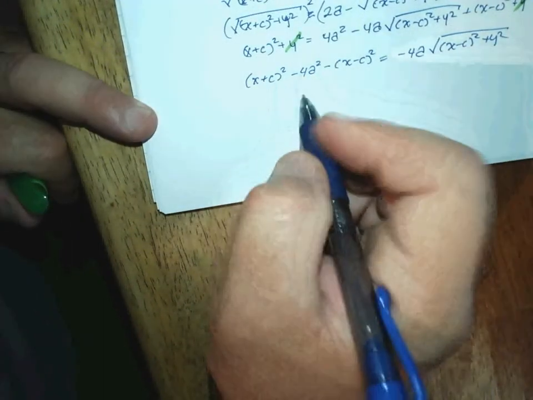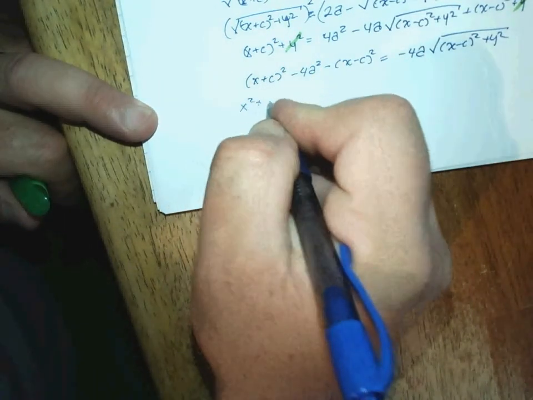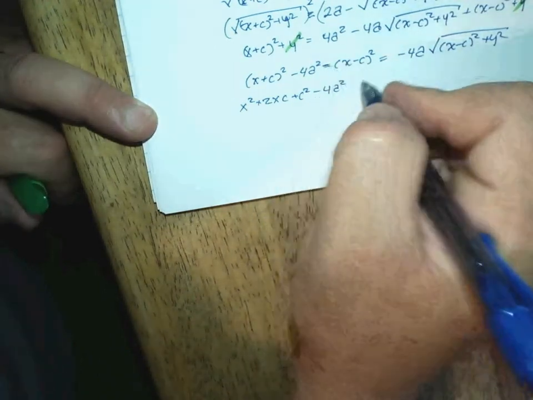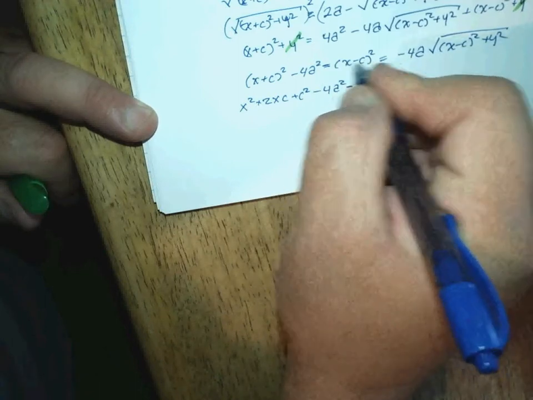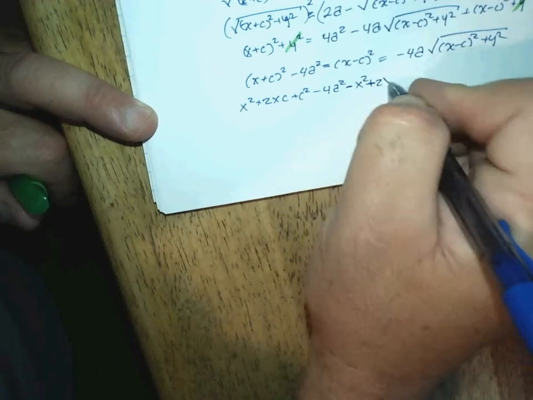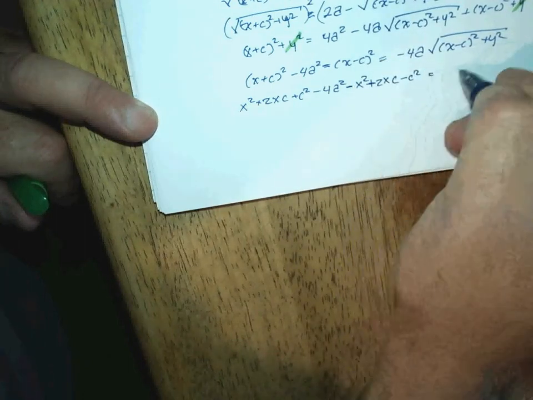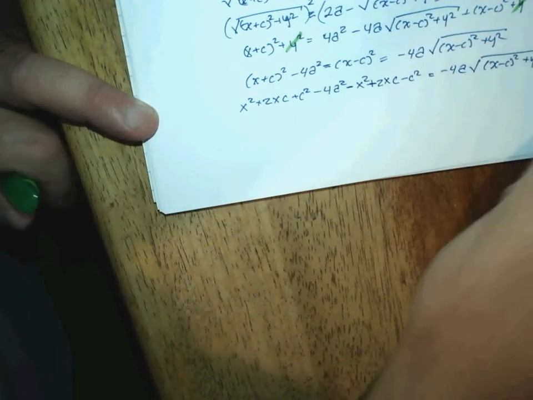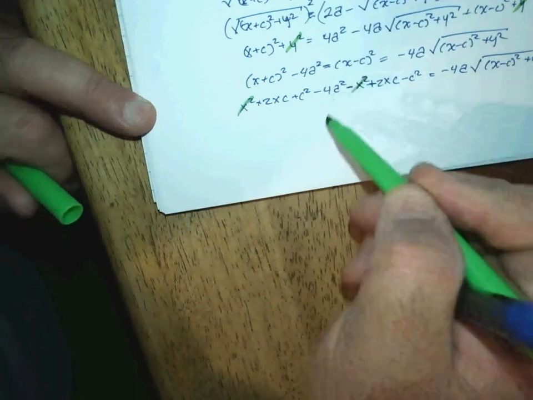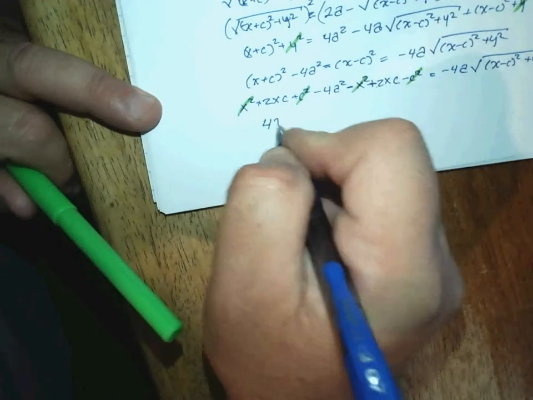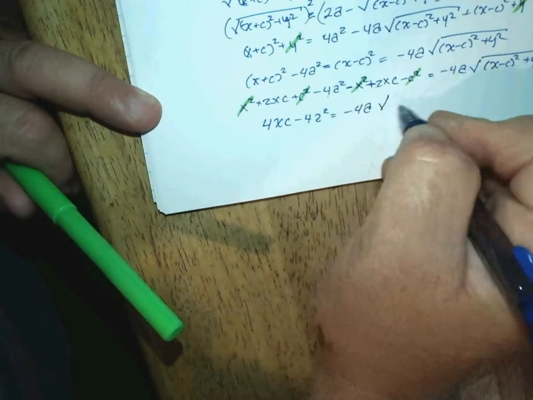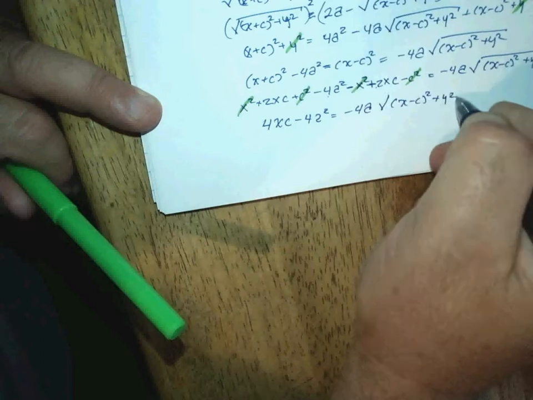So let's see what we can simplify here. Well, (x + c)² is x² + 2xc + c². (x − c)² is going to be subtracted, so that's a minus of x² minus a negative 2xc, so plus 2xc, and then minus c². x² minus x² cancels. c² minus c² cancels. We have 2xc plus 2xc, which is 4xc, minus 4a² equals −4a times the square root of (x − c)² plus y².